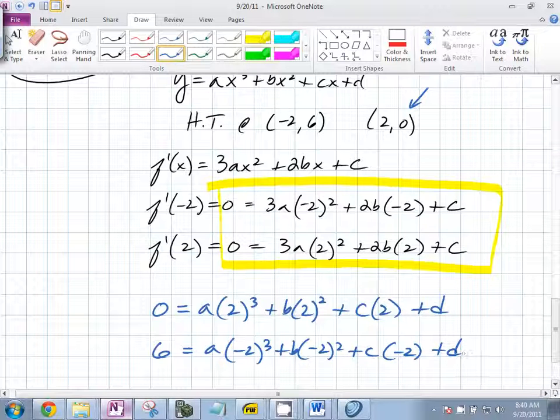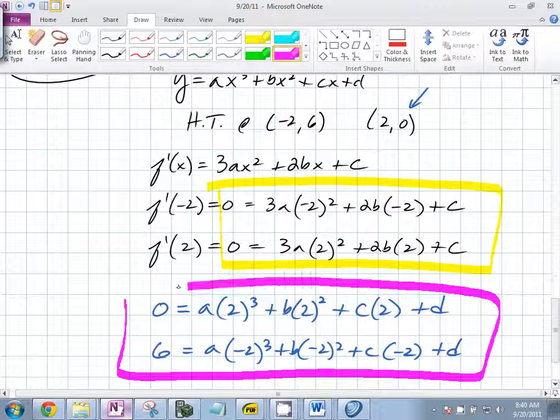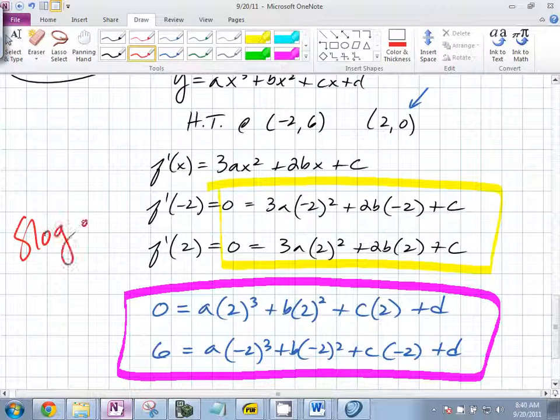How many more equations did we just generate? 2. How many equations total do we have? 4. How many variables do we need to solve for? 4. Am I going to slog through the algebra right now? No. You can slog on your own. Did that answer your question about how to do this question? Theoretically, if you do this right, you should have some nice answer. I don't know what it is off the top of my head.